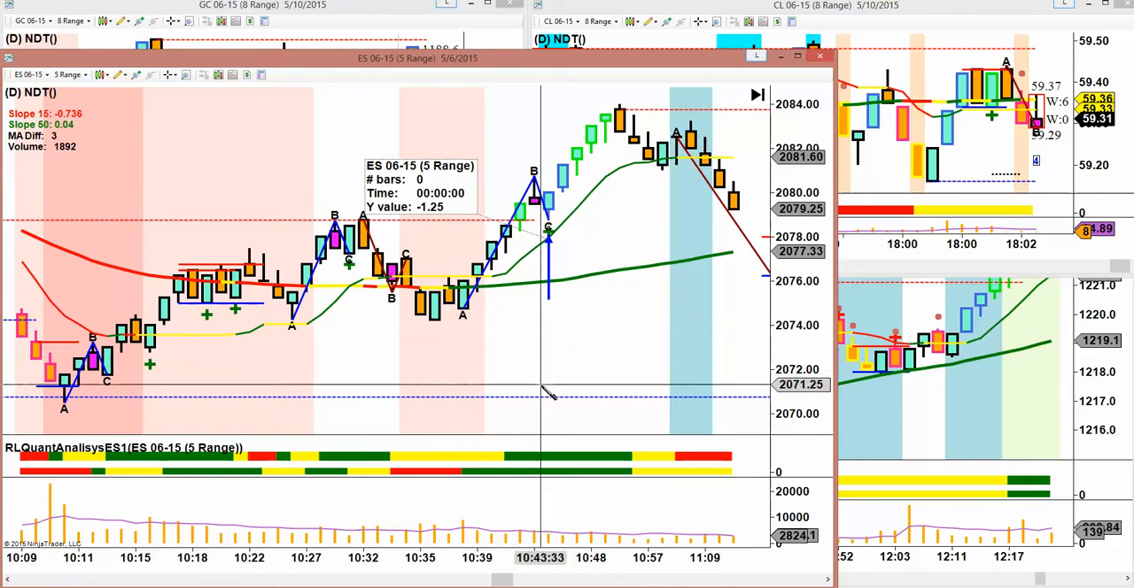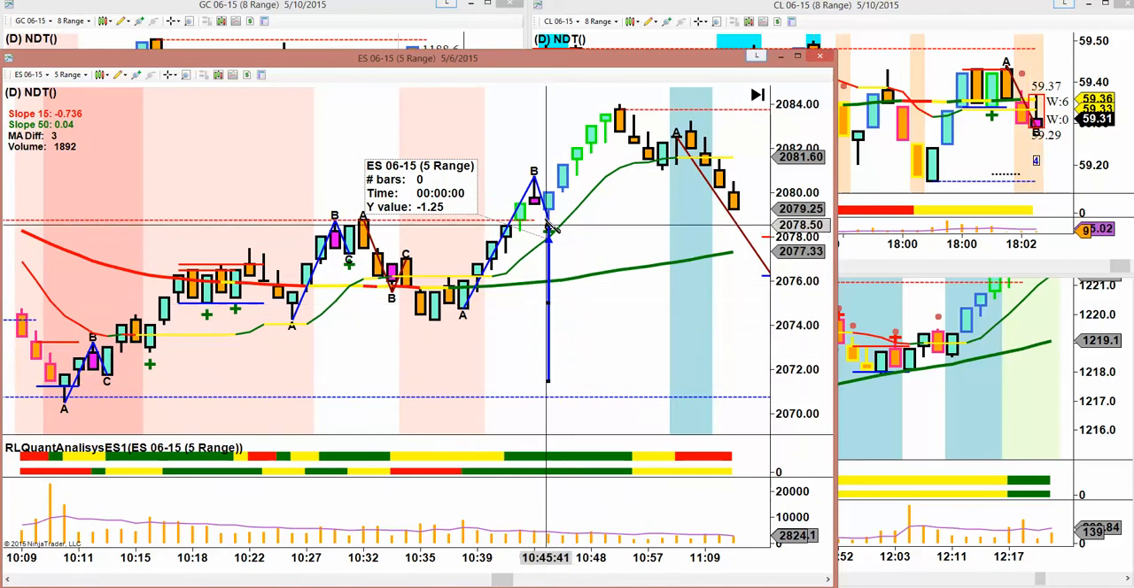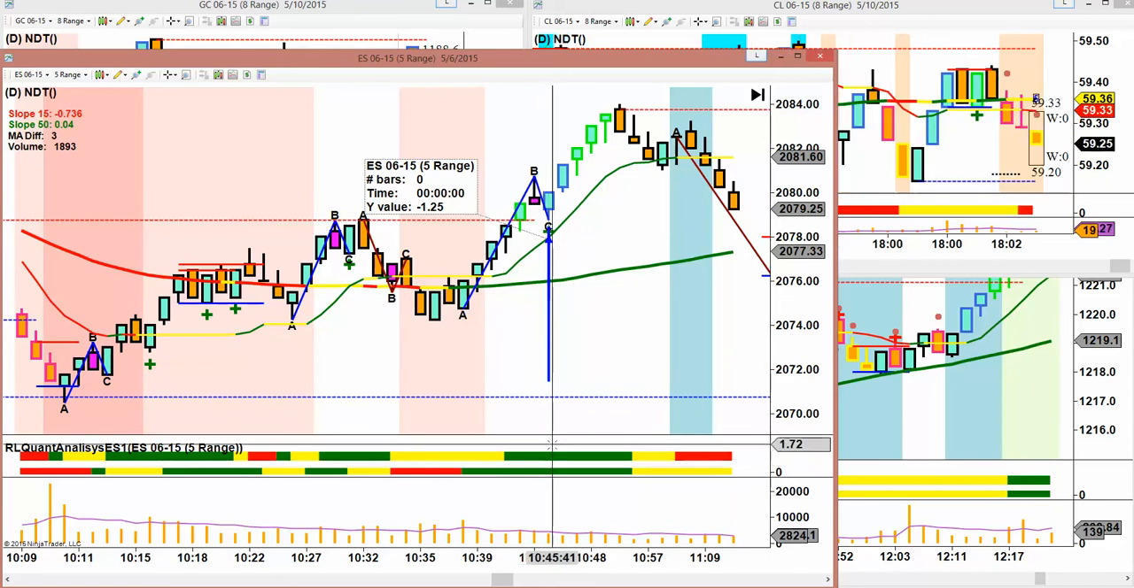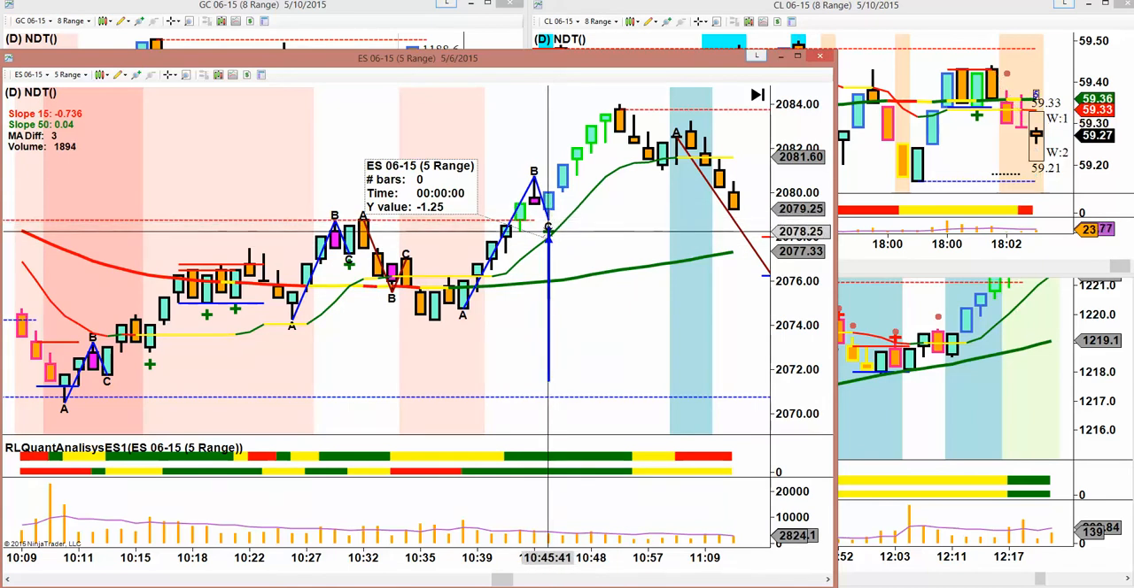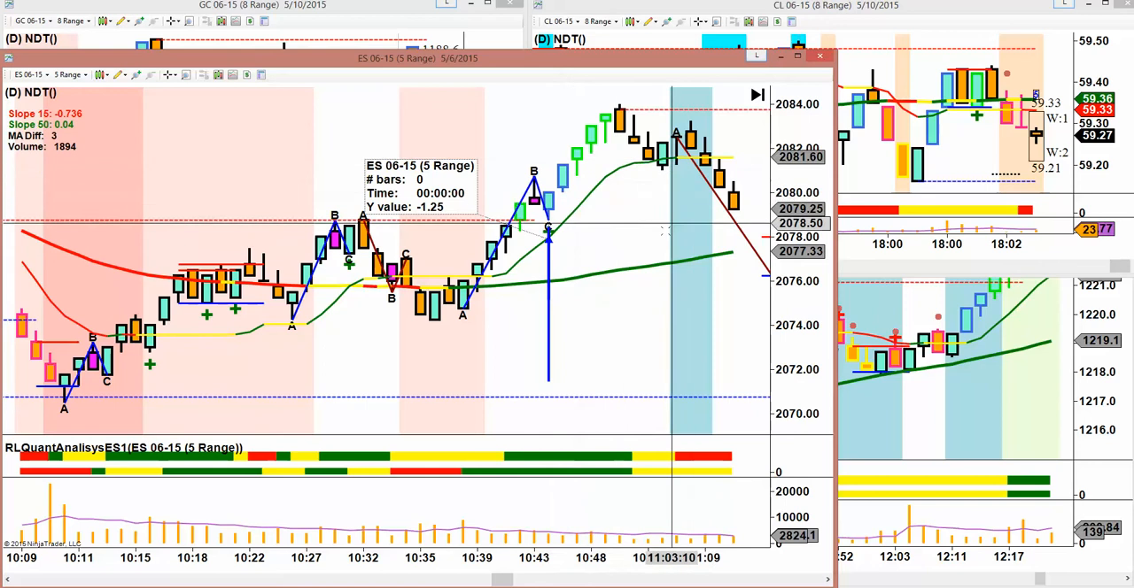Now here's another trade. I don't remember if we took it in the room or not. But now you have dual quant line confirmation. The thing that I think held me up from taking the trade was that it was 5 ticks off support, and I didn't have background bias.